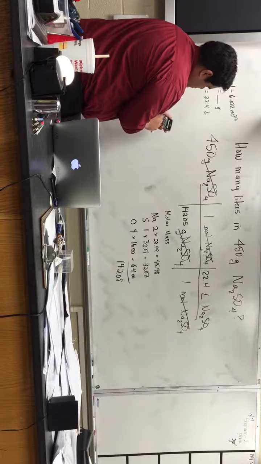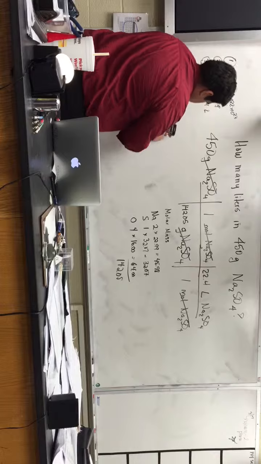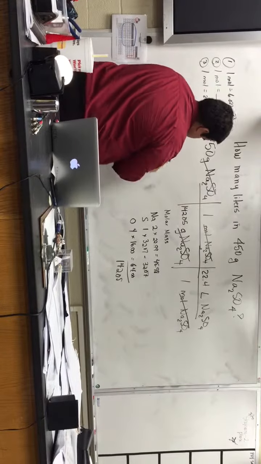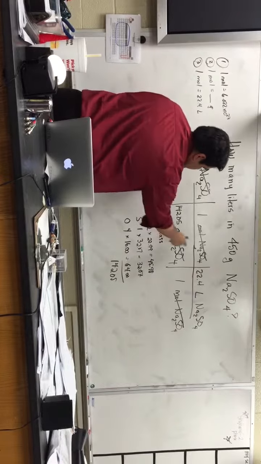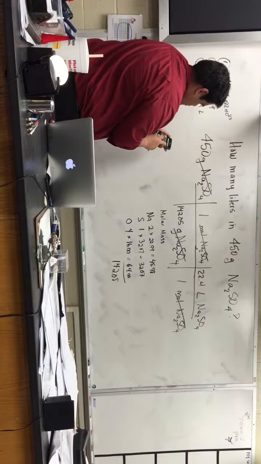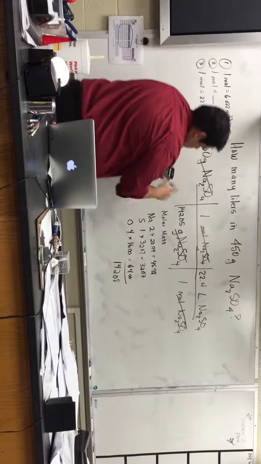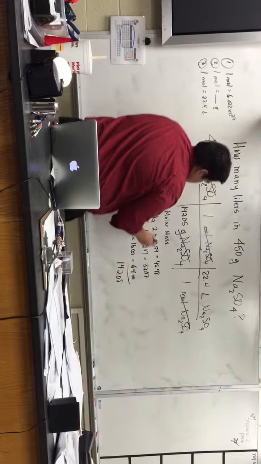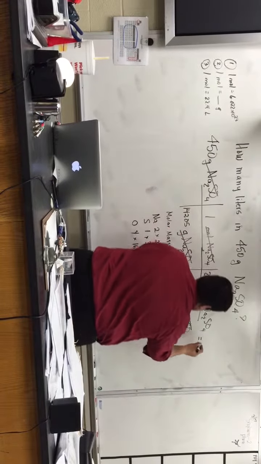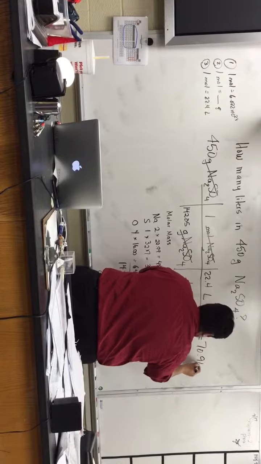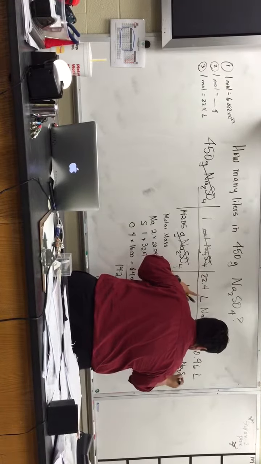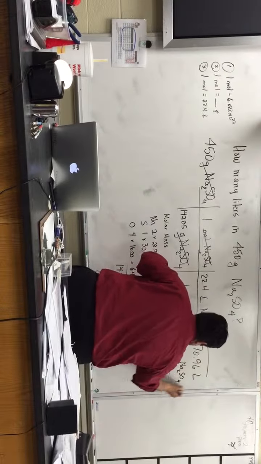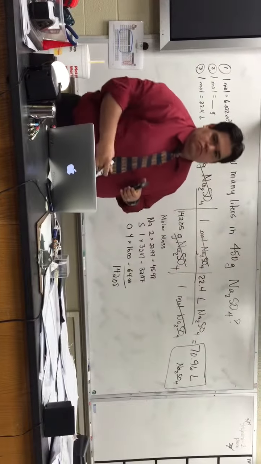450 times 1 divided by 142.05 times 22.4 divided by 1 equals 70.96 liters sodium sulfate. That is your answer. Stop video.